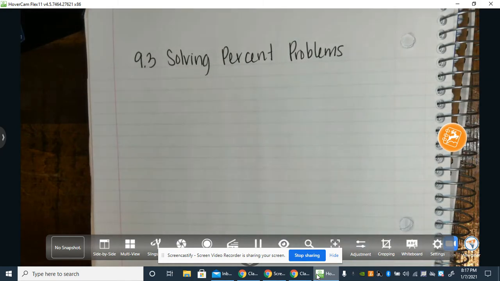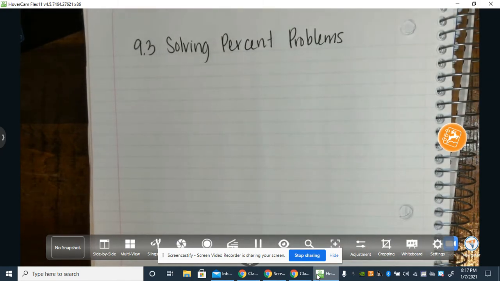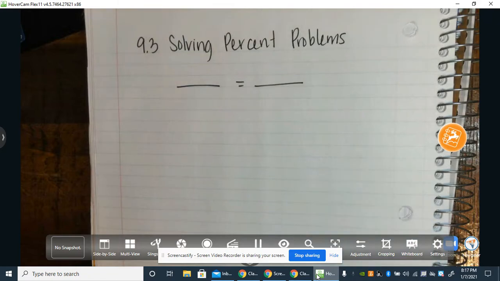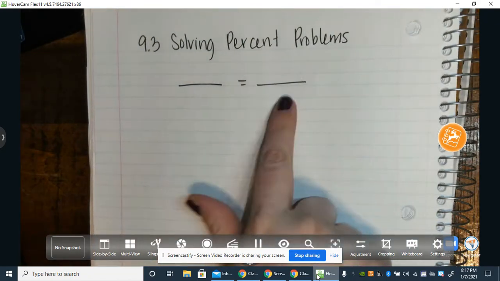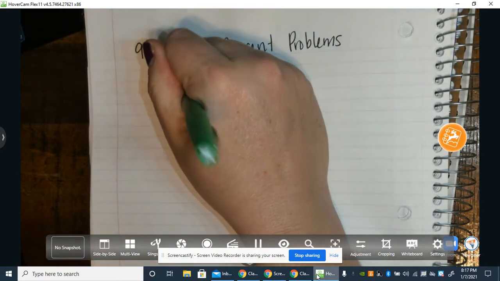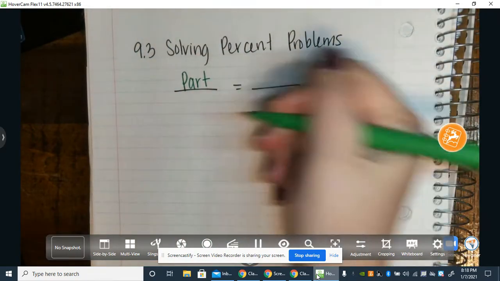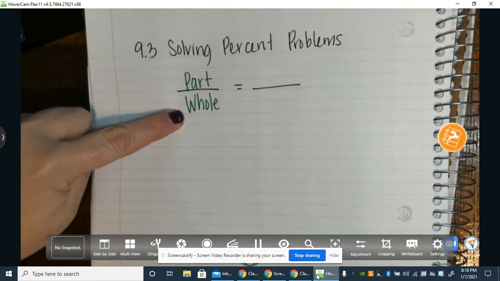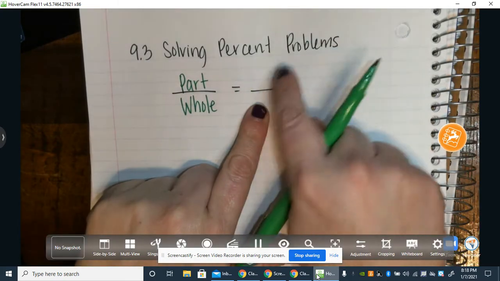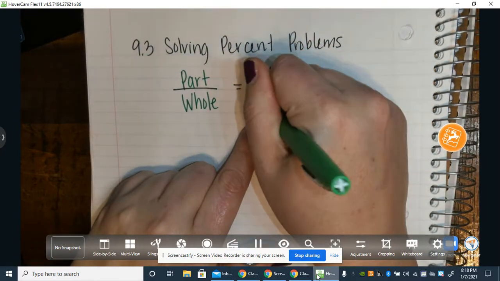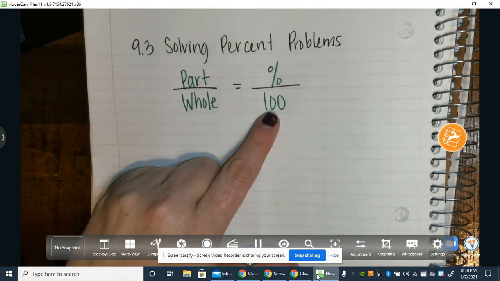So it's very simple. You're going to set it up like a proportion, like 2 equivalent ratios. So draw your line equals a line. So when you start it off like that, having a proportion, an equivalent ratio, you're comparing a part of something to its whole. So we're going to put part and whole. And we're comparing them to a percent. So your top number is the percent. And we know percents are always out of 100. So 100 is always going to be your given number.